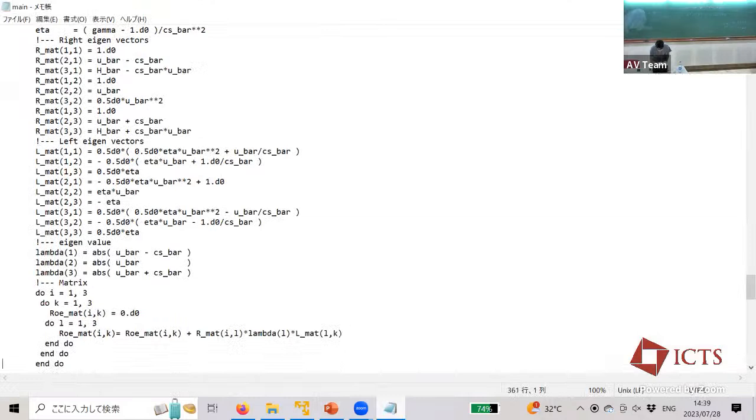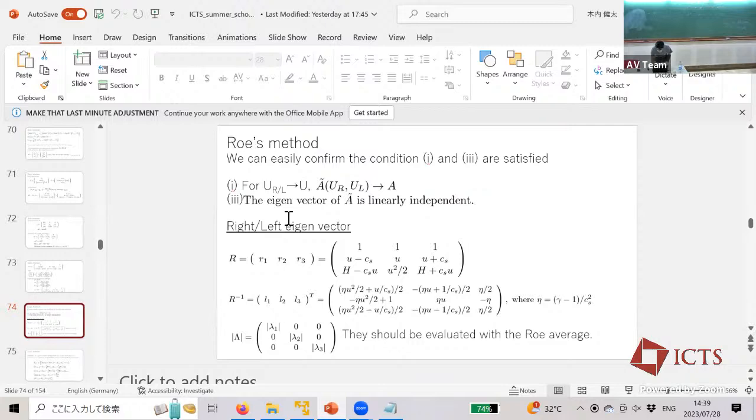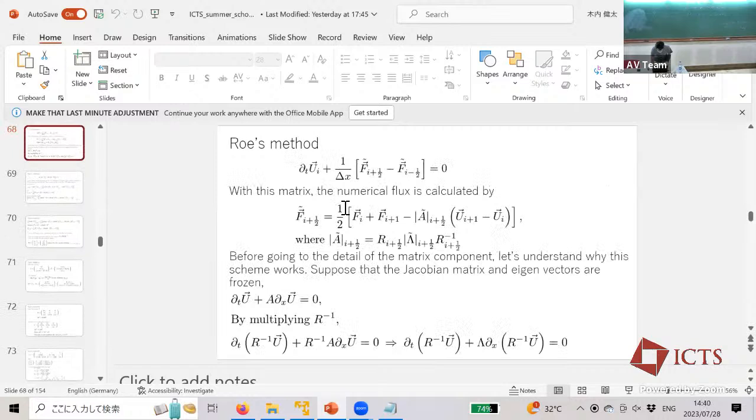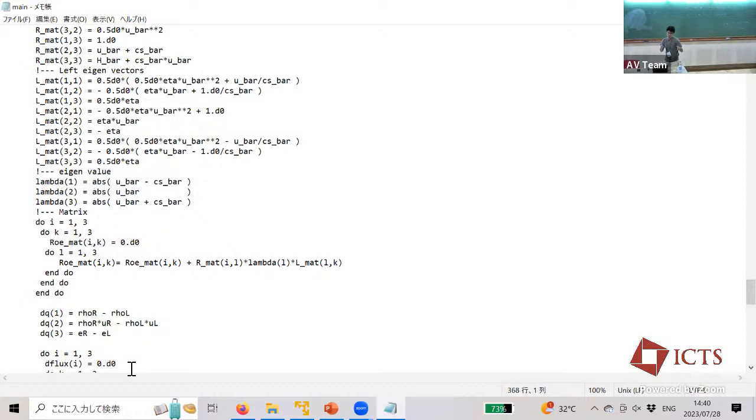And also the eigenvalues lambda one, lambda two, and lambda three by taking the absolute values. So now is the matrix calculation. The Roe matrix is calculated from the right eigenvectors, the diagonal matrix of lambda tilde, and the left eigenvectors, which is calculated here: R times lambda times L eigenvectors. And then dQ describes the difference between the R and the L state for the conserved quantities, which gives here Q(i+1) minus Q(i). Then now you are ready to calculate the numerical flux in this way.